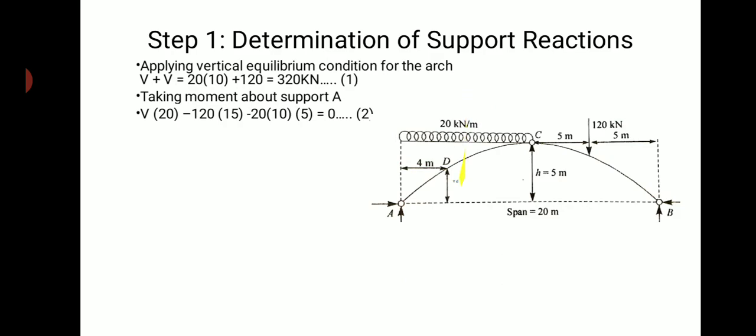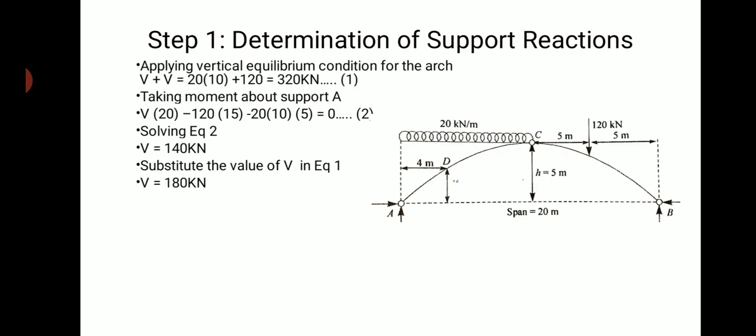Therefore, you are supposed to multiply by another 5 meters, since the moment at the centroidal point will be maximum. Therefore 20 into 10 into 5. Here I have considered anti-clockwise moment as positive and clockwise moment as negative. Vice versa also you can consider, clockwise as positive and anti-clockwise as negative; you will get the same results. So solving the second equation, you will get VB as 140 kilonewton, and if you substitute that VB in equation 1, you will get VA as 180 kilonewton.